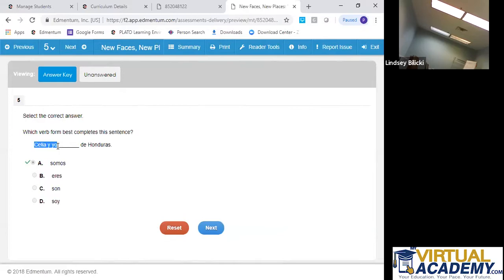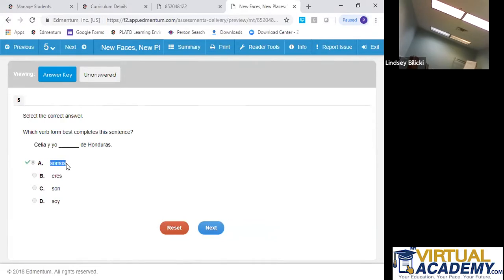Eres is more like for you. Son, ellas. So it's like if we are talking about Celia and someone else, but we are talking about I, myself. So soy is just for myself, but where is Celia? So again, we go back on top and we see somos. Celia y yo somos de Honduras. That's the perfect conjugation for Celia and I. It would mean we are from Honduras. So this whole word means we are from, like when you're talking about yourself and someone else.